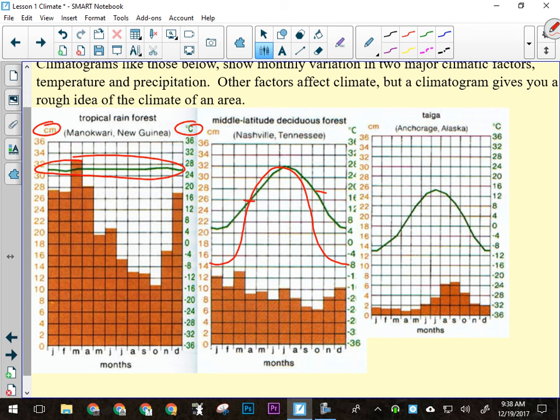Biomes are ecological regions. If you played Minecraft, they have biomes in Minecraft, apparently. I don't know, my kid talks about it all the time. I get this glazed over look when he talks about it, kind of like this. Yeah. Okay.